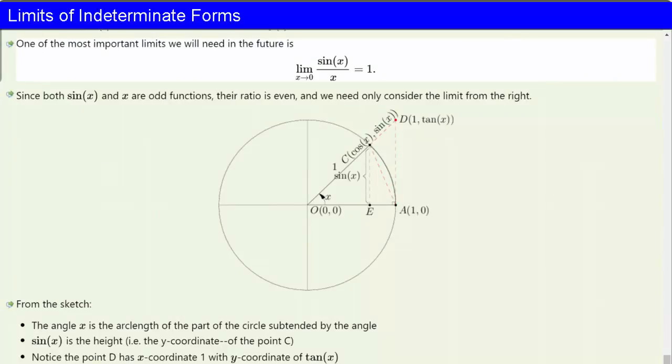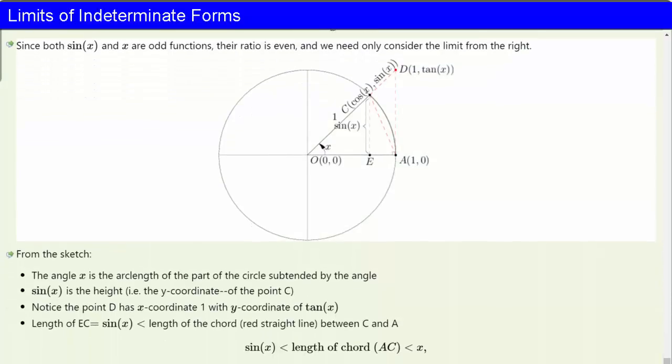After all that work on the limit of x to the k over e to the x, you would think we would rest a bit, but I want to finish by looking at a completely different type of limit. One of the most important limits we will need in the future is the limit as x tends to 0 of sine x over x, and that limit is 1.